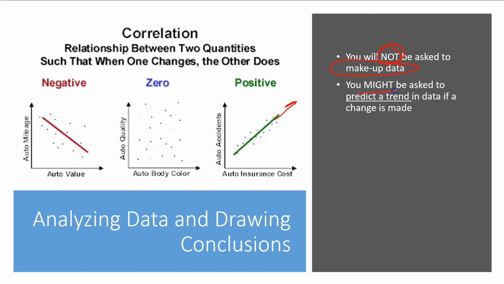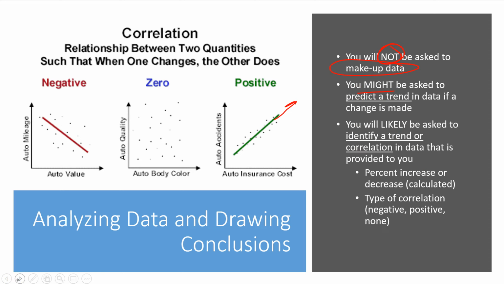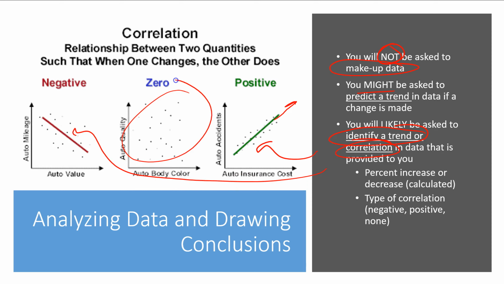So, you might be asked to predict a trend in data. That's not that uncommon on the AP test. Likely, what they're going to ask you to do is to identify a trend or a correlation. Now, the way they might look is they might ask you to identify something as being positively correlated or negatively correlated or potentially having no correlation whatsoever.